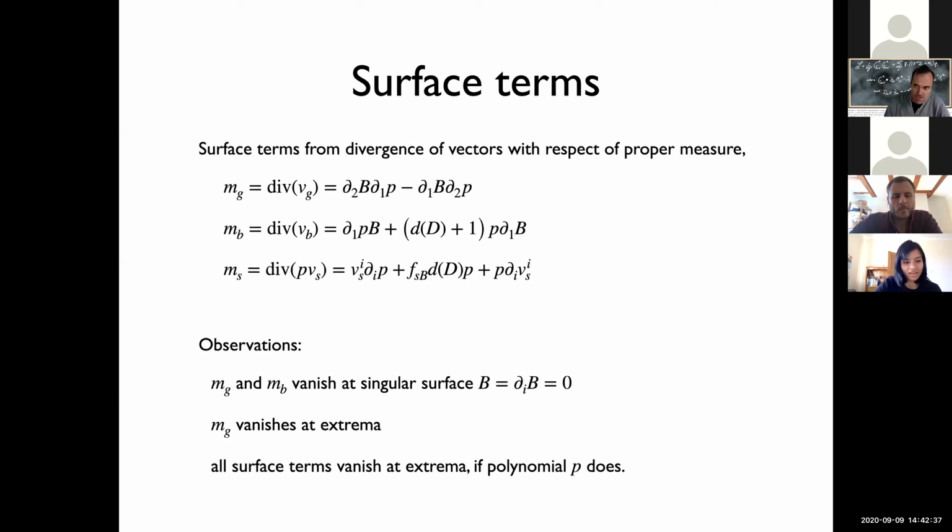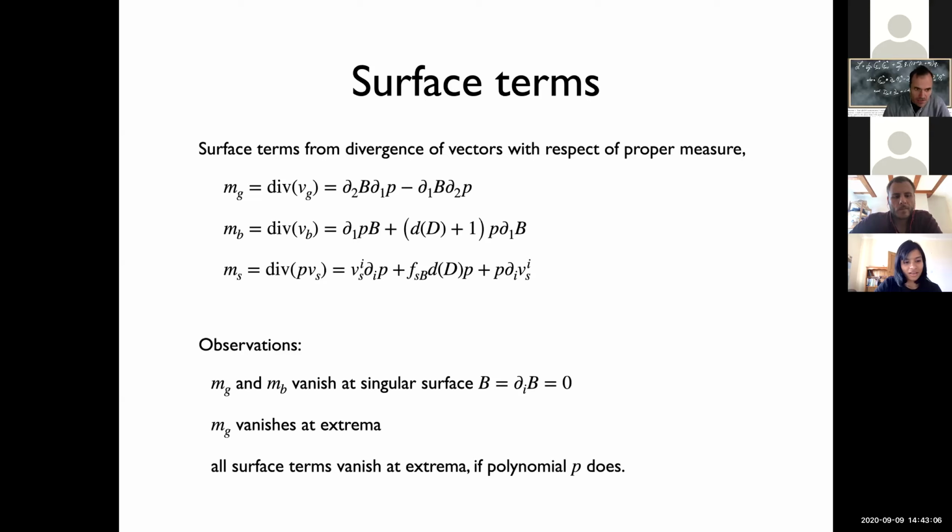Okay, another thing that you can do is calculate surface terms using these vectors, and then we can also discuss their properties. Here I wrote down the surface terms for these 3 types of vectors. What one observes is that these surface terms vanish on particular surfaces as well. So on the extrema, the first type of surface terms, so this one, vanishes. On the singularities, the first 2 vanish.